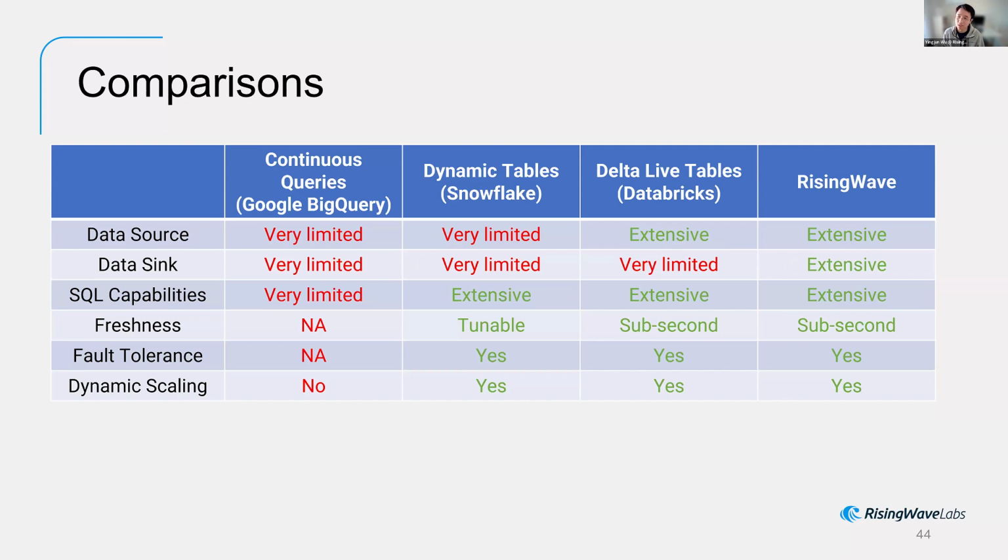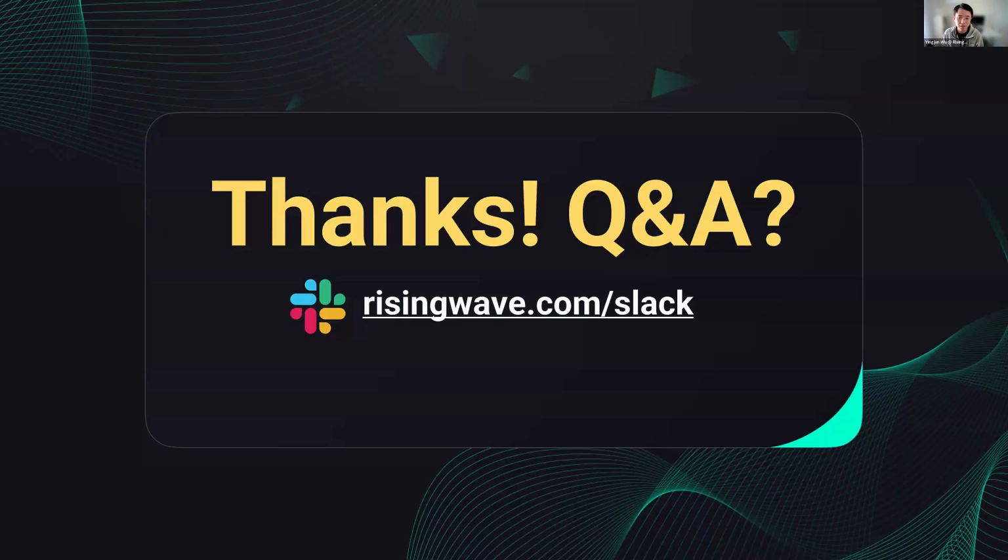And in terms of SQL capabilities, RisingWave is Postgres compatible. So as long as Postgres supports that, it is highly likely that we also support that. For freshness, I mentioned here sub-second, but we can go as low as, let's say, 10 milliseconds or even single-digit milliseconds. It totally depends on the use case. And for fault tolerance, we can support instant failure recovery, and we also support dynamic scaling at runtime. Cool, that's a comparison among all these four different systems, and that's also my talk.